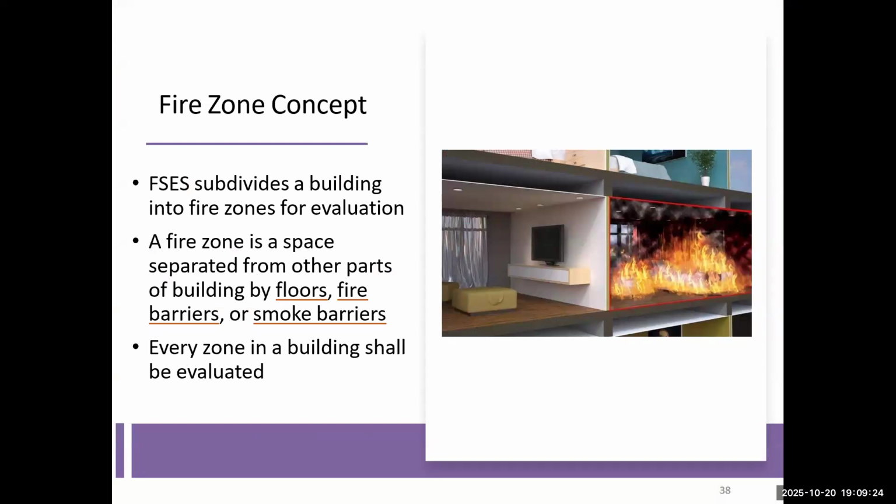The FSES works by subdividing a building into fire zones for evaluation. So we need to keep this fire zone concept in mind. A fire zone is a space separated from other parts of the building by floors, fire barriers, and smoke barriers. This is a critical step because risk is not uniform throughout the building. The fire safety challenges in the hospital's kitchen are entirely different from those in a patient ward, and they should be evaluated separately. This is why we introduce fire zones. We need to evaluate different zones by using different mathematical functions.